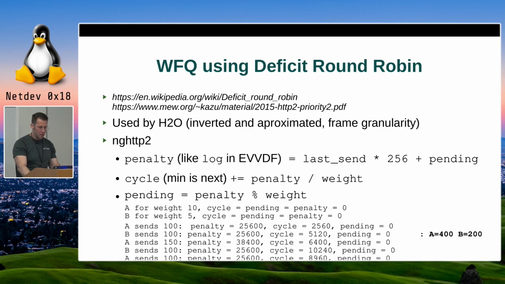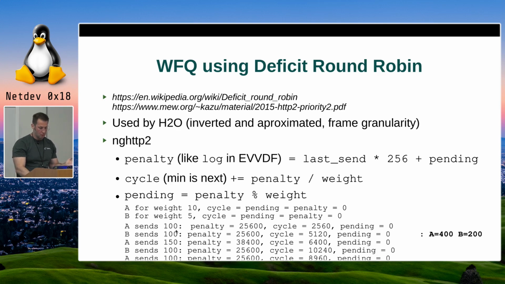And NGHTTP2 uses penalty, which is the number of bytes last sent. And it computes the cycle. Cycle is essentially the order in which stream is going to be sent next. The minimum value wins. So the more weight, the less value. It's inversely proportional to weight, and proportional to penalty. The more data we send, the larger the cycle, and we go back to the queue.